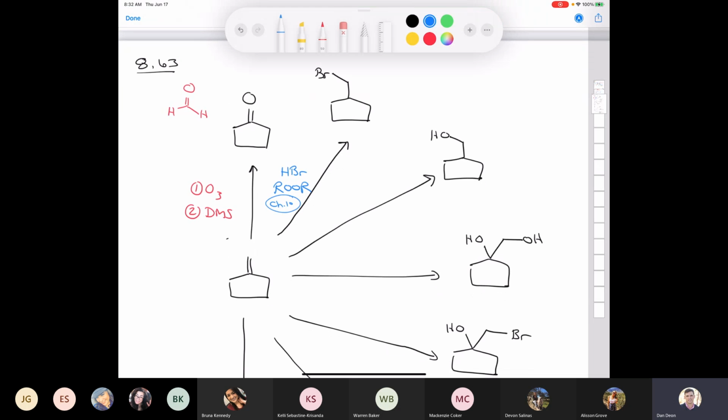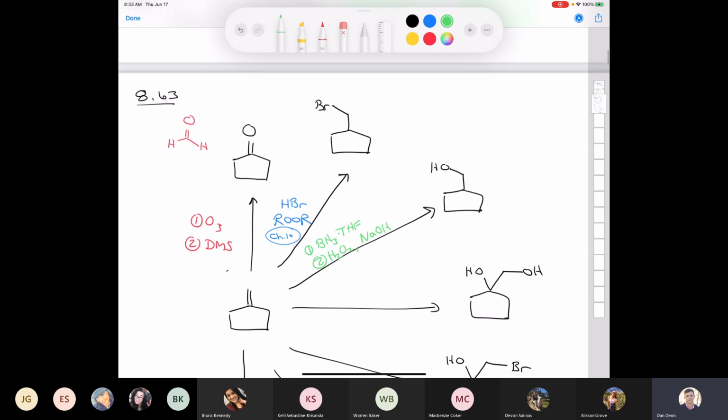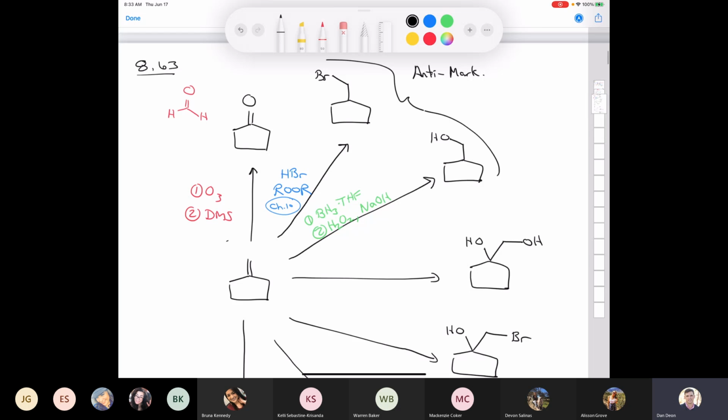The next one is an anti-Markovnikov addition of water across a double bond. Well, how do we do that? We know that that's a two-step process. First, we treat the molecule with borane and THF. And then in the second step, we treat it with hydrogen peroxide and sodium hydroxide. So again, these two last reactions are both anti-Markovnikov addition, both of them. All right, let's move on.